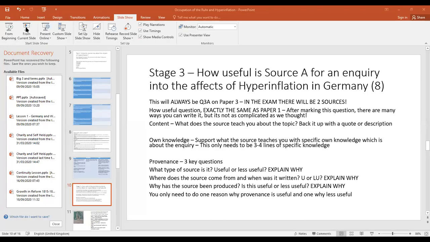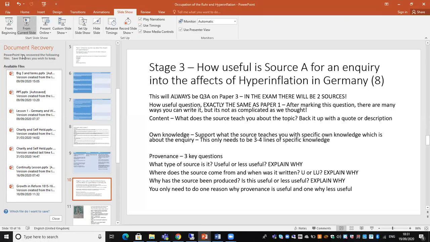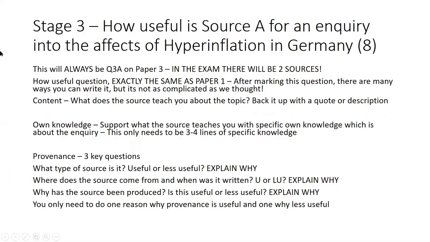Right, okay. As mentioned in the previous lesson, we're going to be looking at a source question over this next video. Now, this question is probably one of the more difficult questions in the exam, but it's very important that we have an understanding of how we approach it. How useful is source A for an inquiry into the effects of hyperinflation in Germany? Now, this will always be question 3A on paper 3.